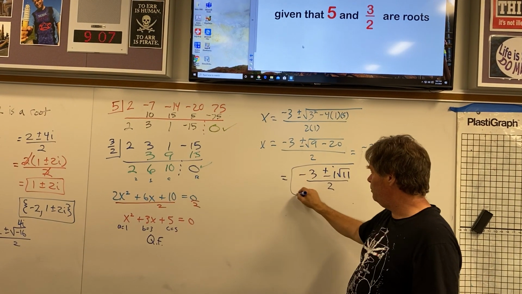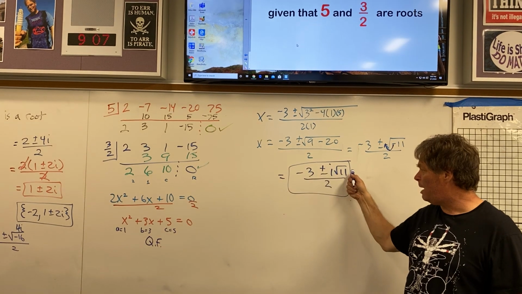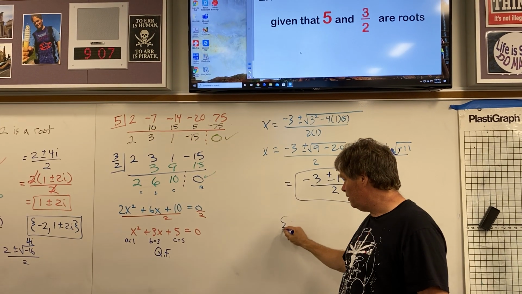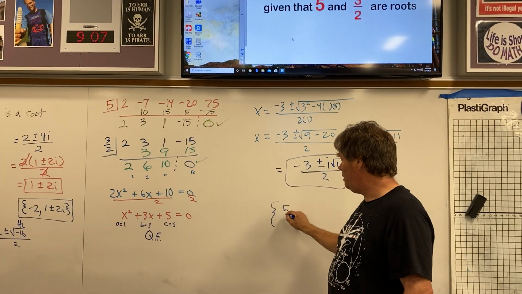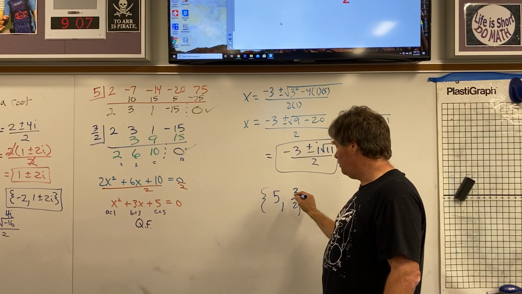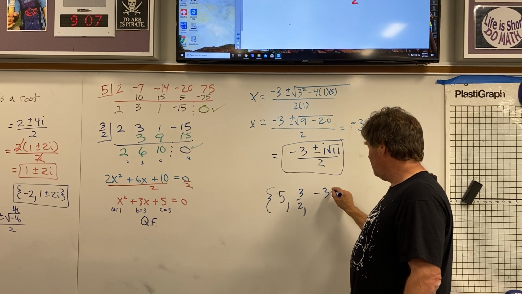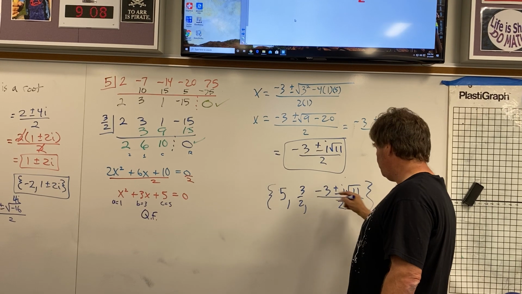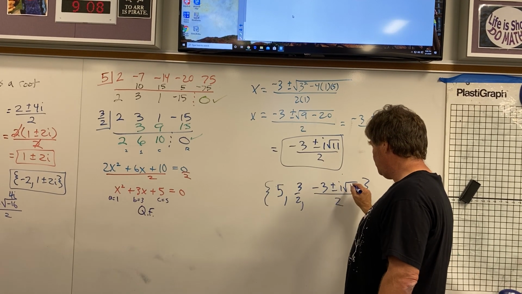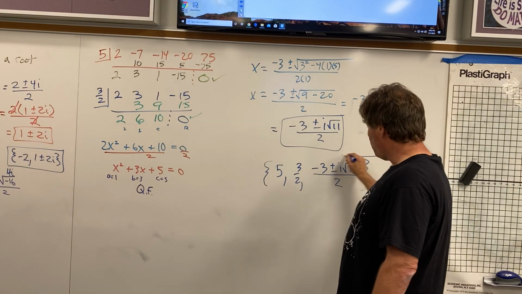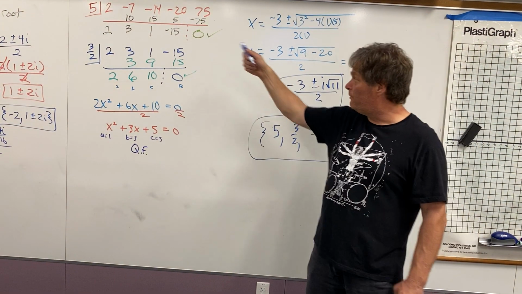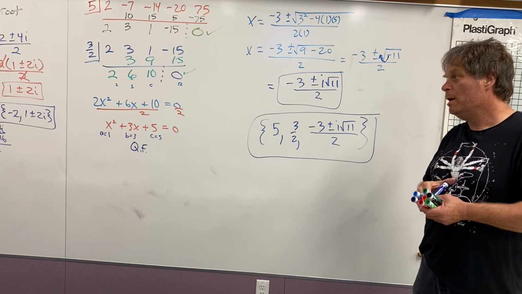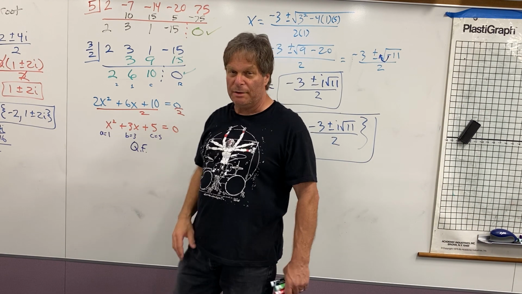And so these are the other two roots. This really means negative 3 plus i root 11 over 2, negative 3 minus i root 11 over 2. So the answer is going to look like this. The two that they gave you already, 5 and 3/2, those are two of the solutions, and negative 3 plus or minus i root 11 over 2. There are two other roots, right? Negative 3 plus i root 11 over 2, negative 3 minus i root 11 over 2. Notice four answers to a fourth degree polynomial up there. That's how it works.